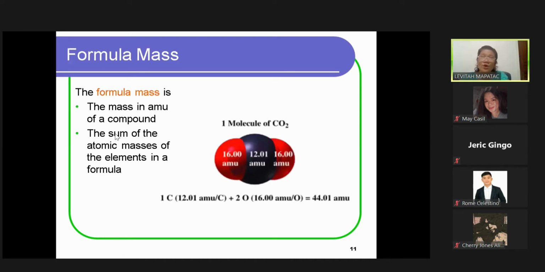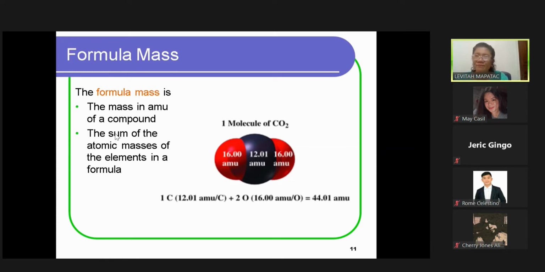Let us move on now to formula mass. What is formula mass? Atomic mass is the mass of one atom. The formula mass is the mass in atomic mass unit of a compound.